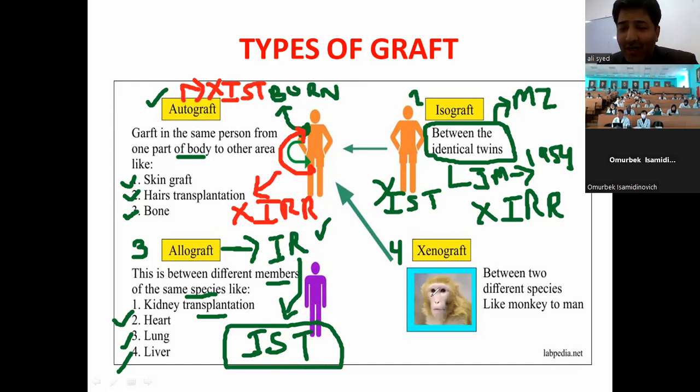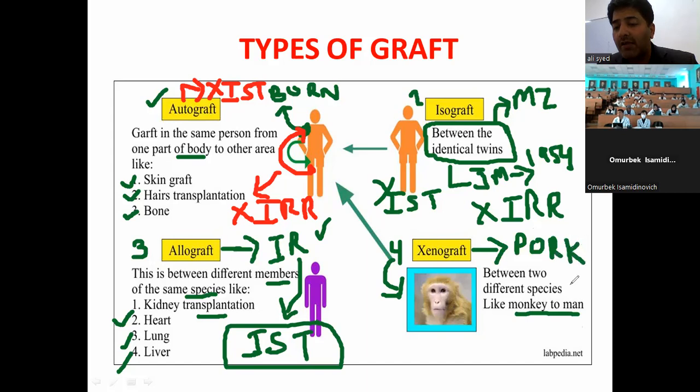The fourth one is xenograft. What is xenograft? You can see in the picture which I placed here. It is between two different species, like monkey to man. But in xenograft, which one are we mainly using? See here, we are mainly using pork, especially in cardiac surgeries.